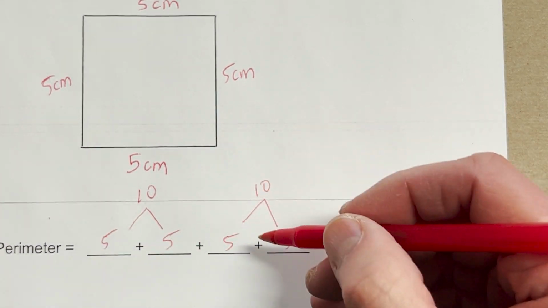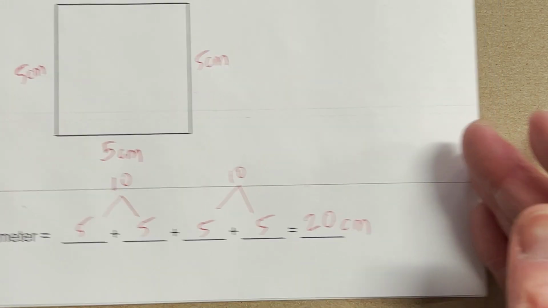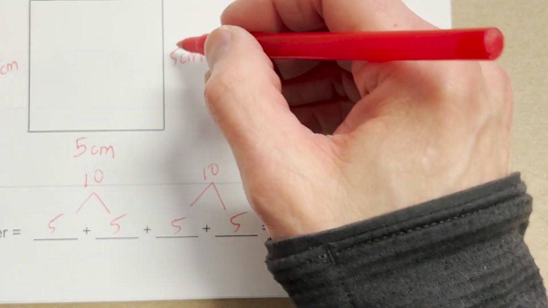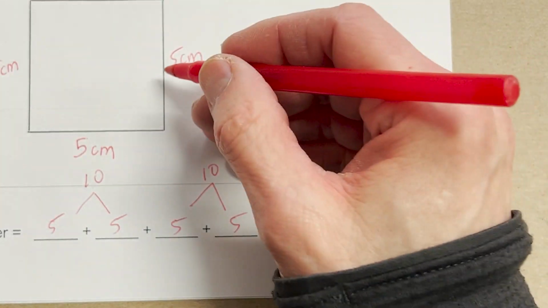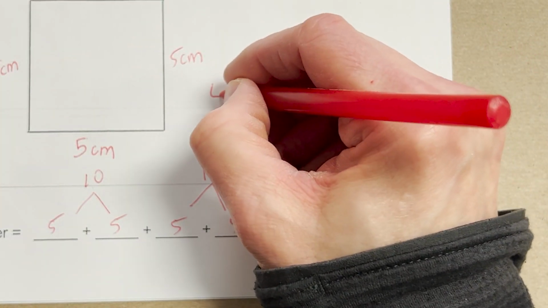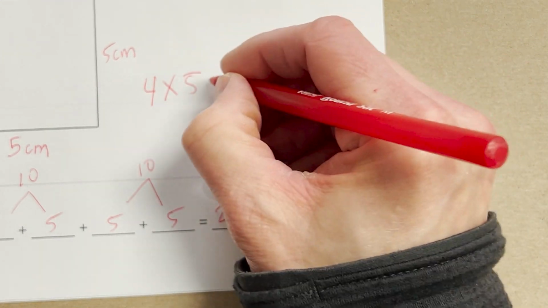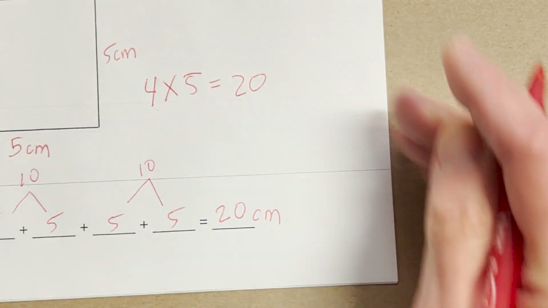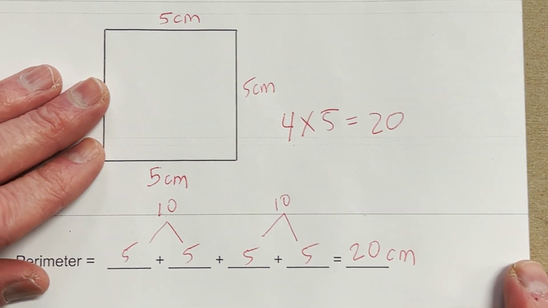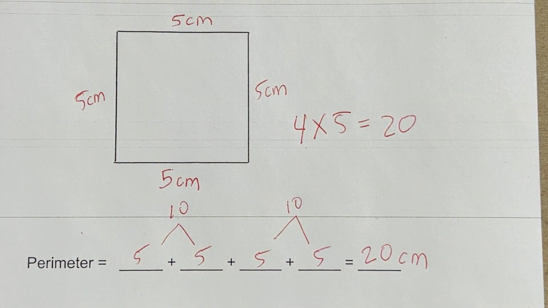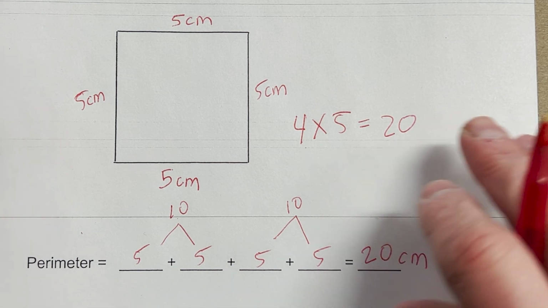Now I could have just counted by 5s also, 5, 10, 15, 20. Or I could have realized that I have 4 sides that are all the same length and used multiplication. Which is 4 groups with 5 in each group, and that's 20. So if I knew that 4 times 5 was 20, I could have known the answer really quickly.